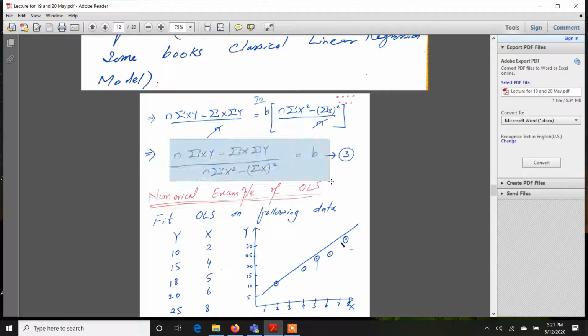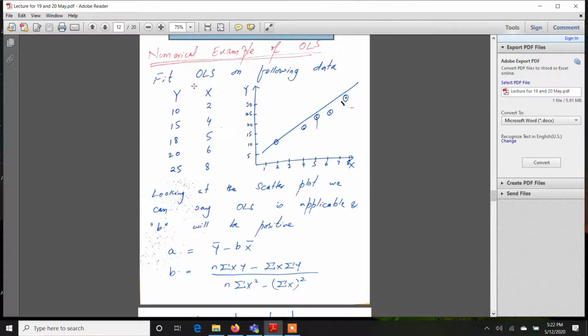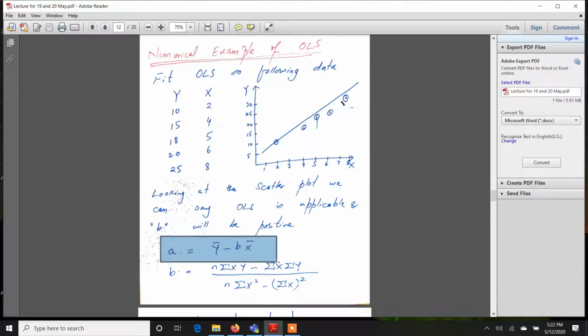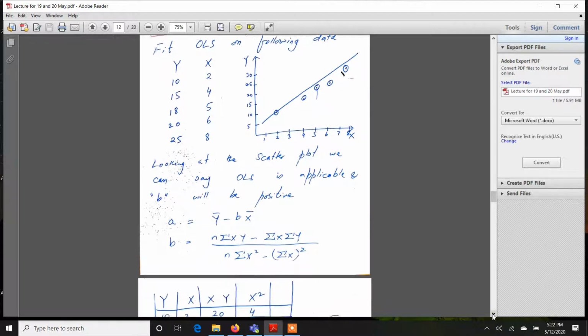This is the formula for slope, right? I will also share the formula for intercept, and we will discuss a numerical example. Suppose we have this data and we have to fit an ordinary least square. First step is to draw the scatter plot, and we can see that all the points are clustered around a straight line, so we can fit the regression. The formula for intercept is y bar minus slope times x bar, where slope is equal to this. So we need sum of x, sum of y, sum of x square, sum of xy. Let's compute these quantities here.